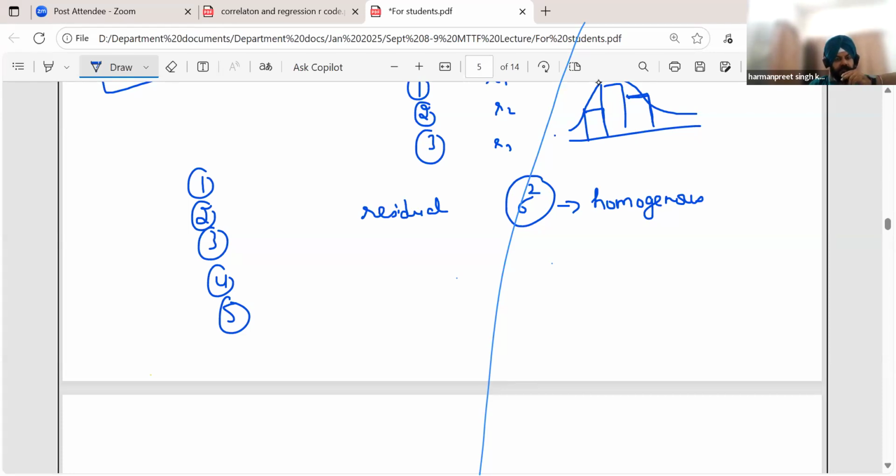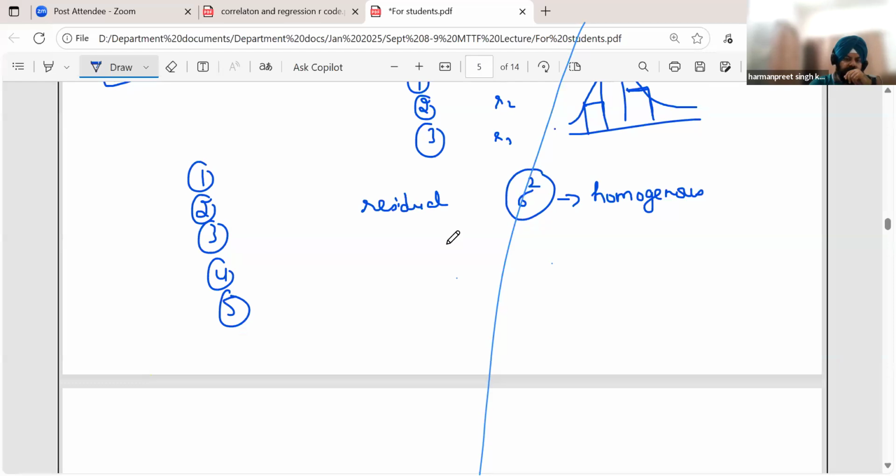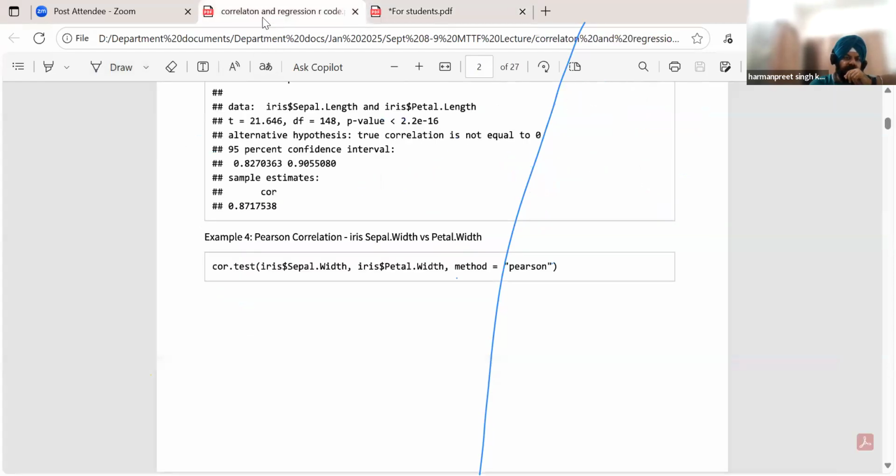Okay, let me just continue with my discussion. So what I want to say is that we have 5 observations and we want that for each observation, we assume a constant variance. Okay, this is the main requirement. I will explain graphically also. So let's start with the discussion through an example.